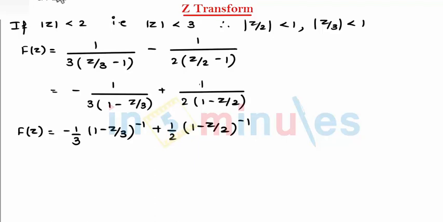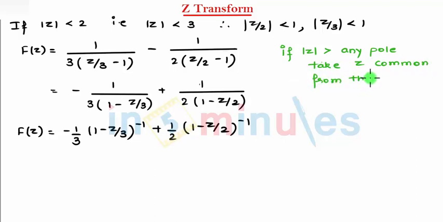Students, I'll give you a small note that will be helpful to understand what to take common, rather than doing all this. If mod of z is greater than any pole, take z common from that pole, or take the constant common. Here mod of z was less than 2, so it is obvious that mod of z is less than 3, that's why from both I took the constant common. Only when it is greater than a pole do we need to take z common.